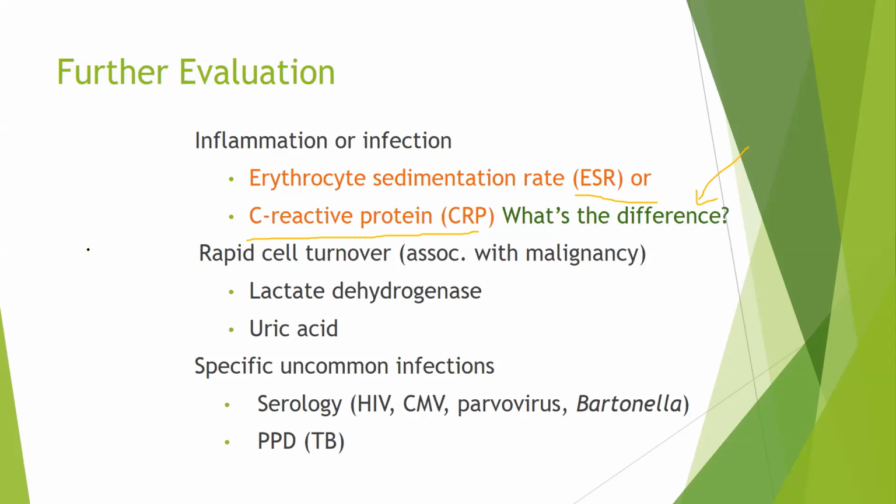Rapid cell turnover is seen with increased lactate dehydrogenase. This is also seen in malignancy, and increased uric acid. So those are some things that we can check. If they're uncommon or we're looking for specific infections, we can do serology to check. And for tuberculosis, we can do a PPD.